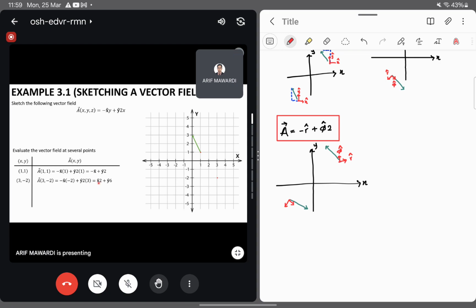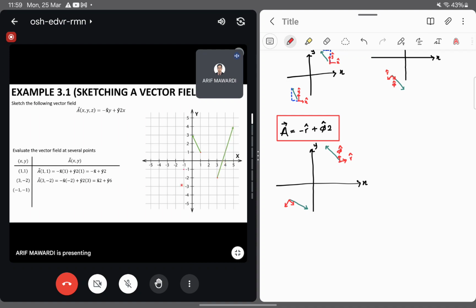So we get 2x plus 6y. Therefore, along x it has 2 units, and along y it has 6 units. 1, 2, 3, 4, 5, 6. So 6 and 2. Therefore, it should look something like this.